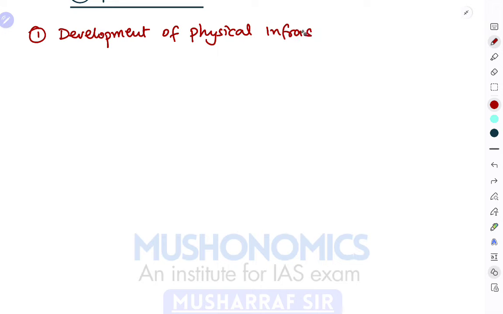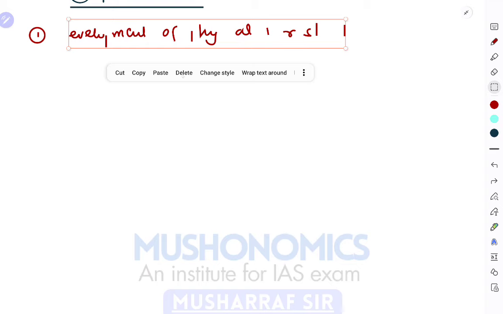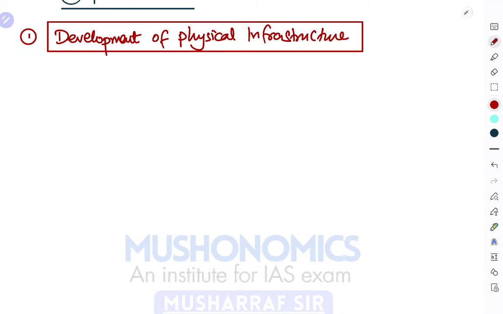So what are the advantages of it? Okay, so it was a technical glitch. So we are talking about development of physical infrastructure. So what do we mean by physical infrastructure?